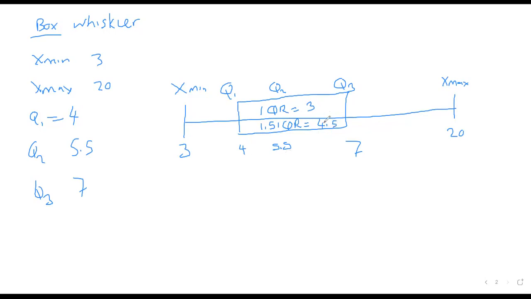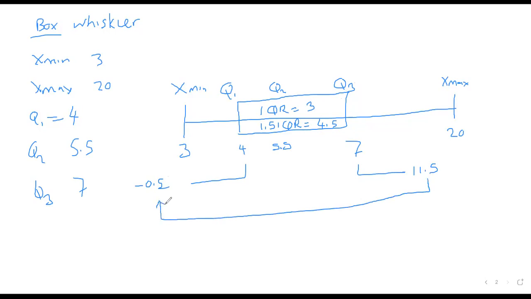So this 4.5, you add it on the upper bound and you subtract it on the lower quartile. The first quartile, you subtract 4.5, you're going to get negative 0.5. The upper quartile of Q3, you add 4.5, you're going to get what? 11.5. So any numbers outside these two ranges is called an outlier.